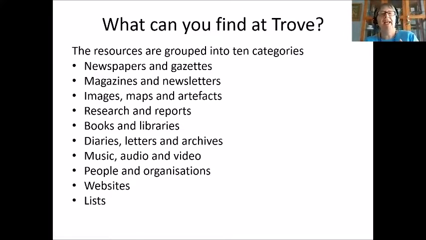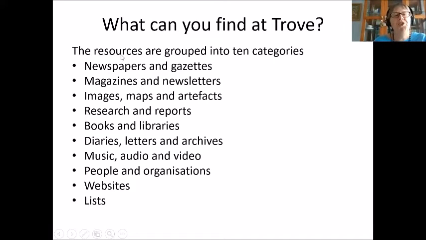So there's 10 different categories of information at Trove. So newspapers and gazettes, magazines and newsletters, images, research and reports, books and libraries. Books and libraries is where, if you want to get an interlibrary loan through us, you can go to Trove, find it, and find out where any book is held in Australia. Then you can put an interlibrary loan request in through us if you want to get a certain book. Diaries and letters, music and audio and video, people and organisations, websites and lists. So they're the main categories that they have, and we'll look through all of them later on.